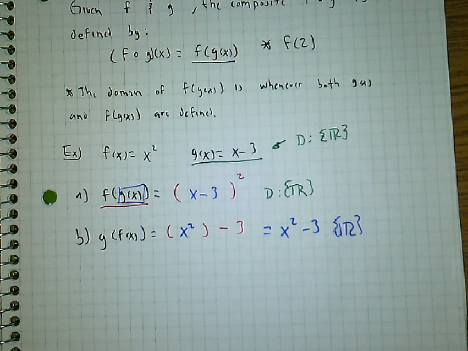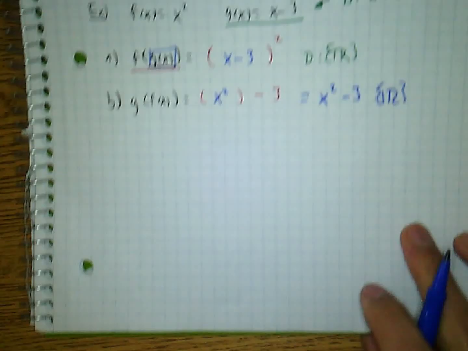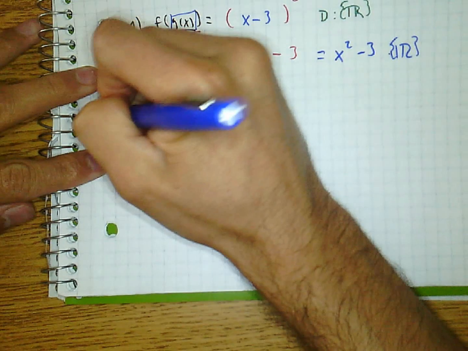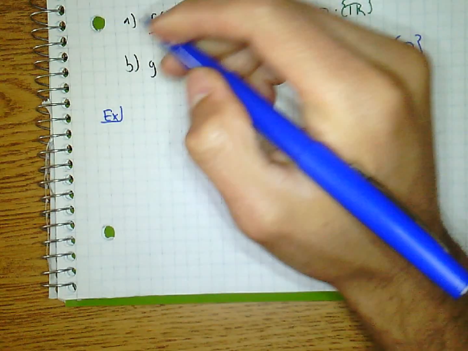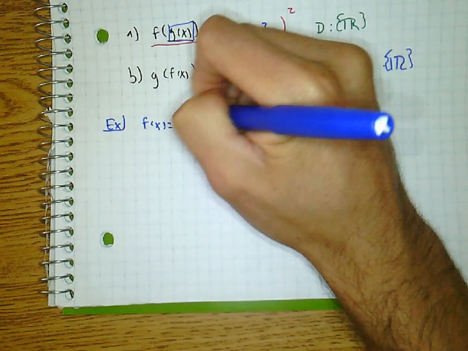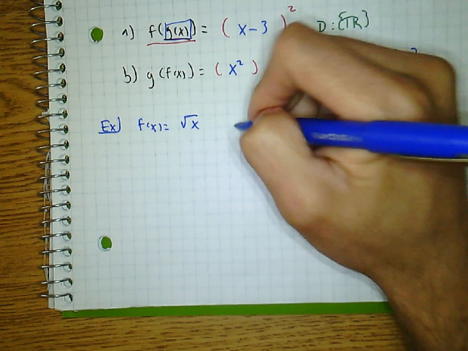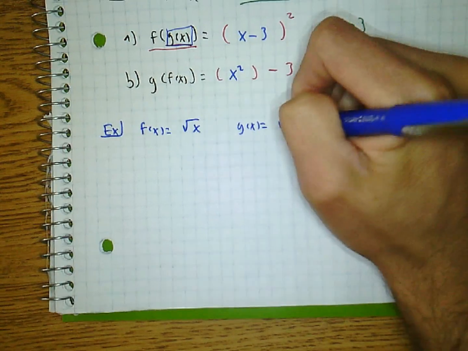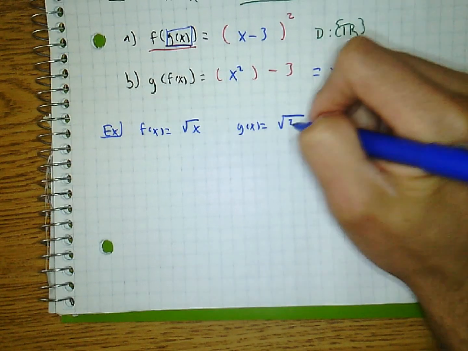All right, so those are very easy examples. Let's try something a little bit harder. Let's do a different type of function. Let's say that you are given that f of x is equal to the square root of x, and let's say that g of x is equal to the square root of 2 minus x.